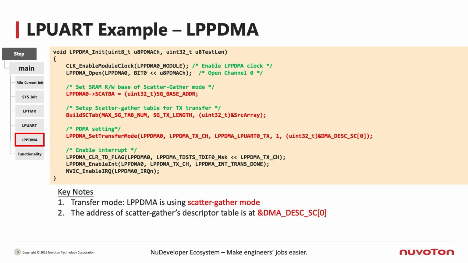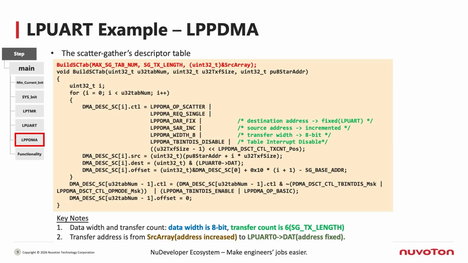That means we define all the low power UART transfer tasks in advance using a descriptor table. Once everything is set up, the hardware can automatically follow these descriptors and handle the data transfers without any help from the CPU. When low power PDMA finishes all the scheduled transfers, it will generate an interrupt. This interrupt is used to wake up the CPU, allowing the software to continue processing before the system goes back into low power mode again.